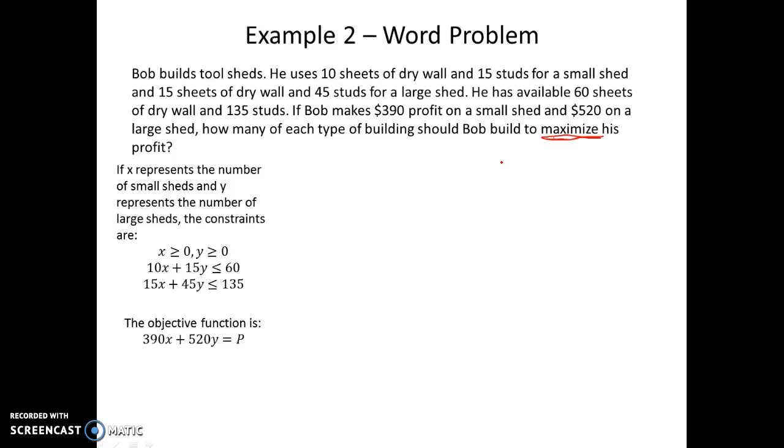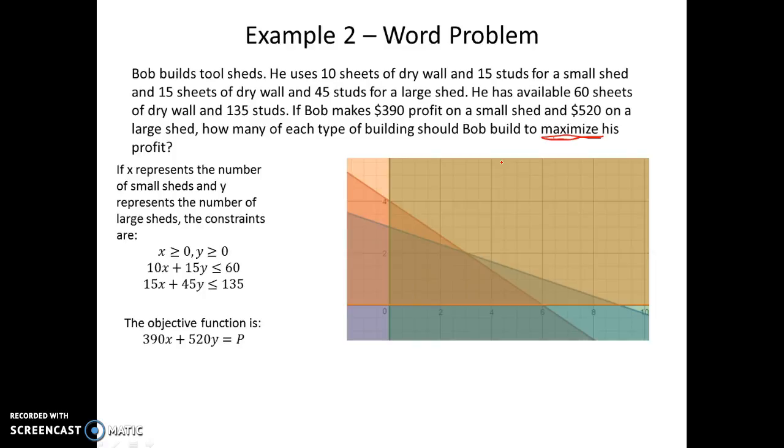The objective function comes from the money. So I'm talking about my profit, $390 profit on a small shed, $520 on a large shed. So we want to maximize his profit using that objective function. So we're going to graph them. Graphing the situation looks like this, and you can see where all of those come together. This is our feasible region. So in this area is our feasible region.